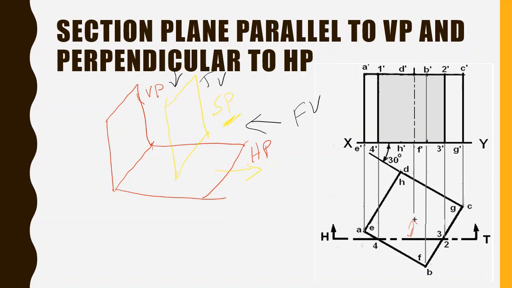So for a section plane parallel to VP and perpendicular to HP, this particular section plane or cutting plane should be drawn in the top view. So when you are going for orthographic projection, you are just introducing this particular section plane in the top view, and after that you have to draw the cutting lines.